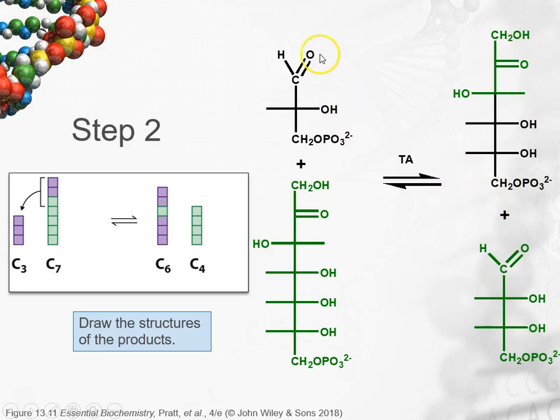This sugar right here was a 3-carbon sugar. It accepted these 3 carbons, so now it is a 6-carbon sugar. It was an aldose, it becomes a ketose.